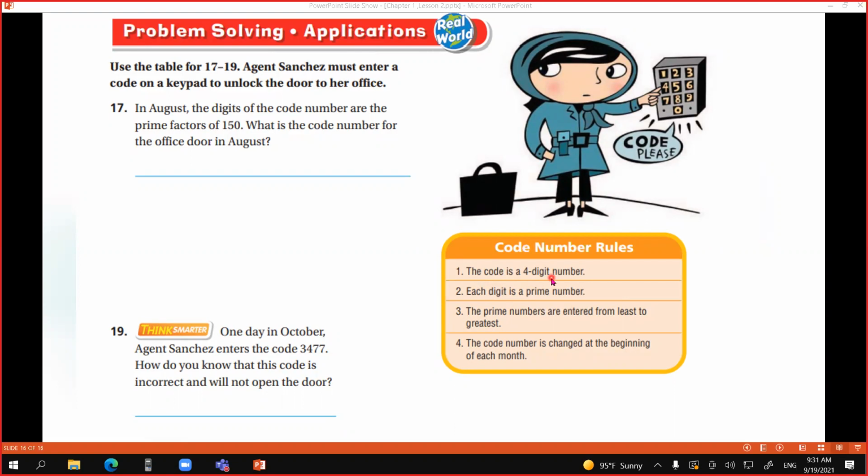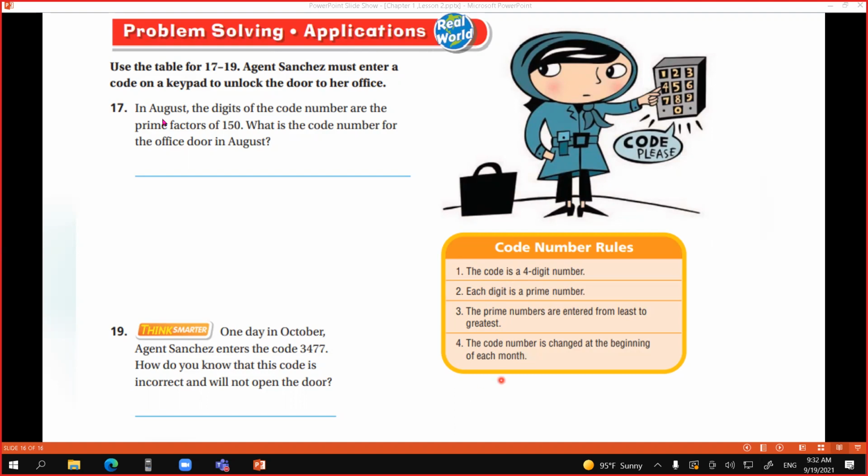So there's a code, you need to enter it in order to open the door of the office. The code must be 4 digits and it must be a prime number. The prime numbers are entered from least to greatest, and the code number is changed at the beginning of each month. So it must be 4 prime numbers, repeated if needed, in order from least to greatest.